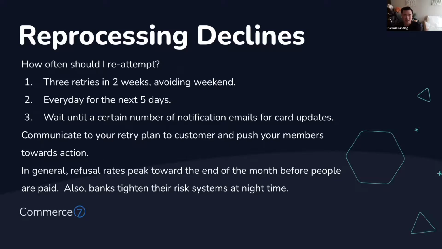Another thing for consideration is refusal rates peak towards the end of the month. So the time of the month could be considered for when you want to retry a transaction, and time of day as well. It's unlikely that you're going to be processing clubs at night, but in general, you want to avoid doing that because the risk system is tightened.